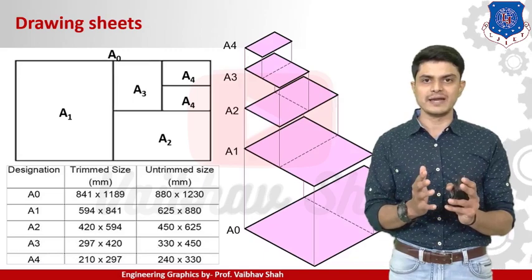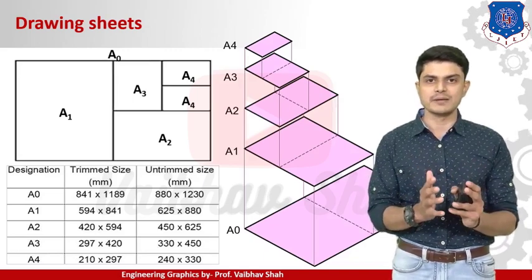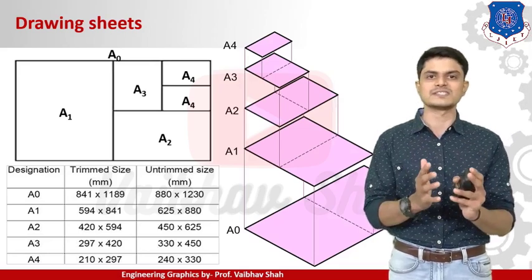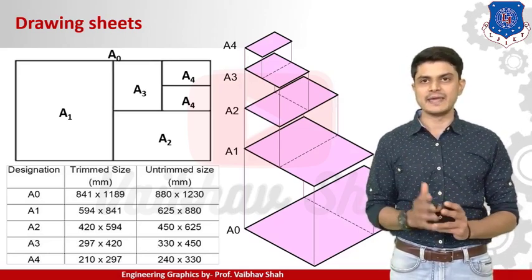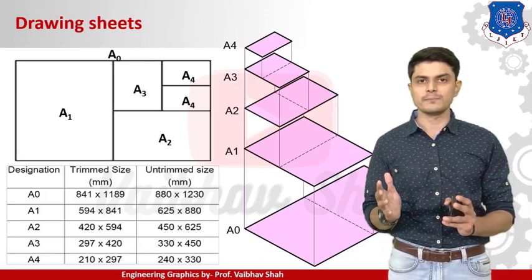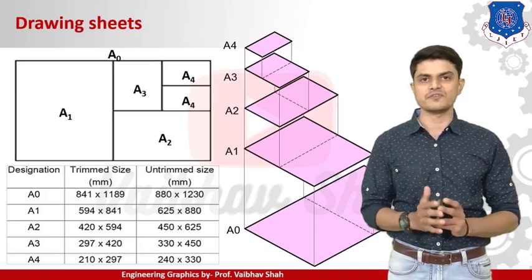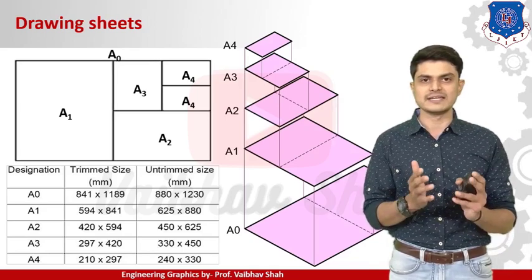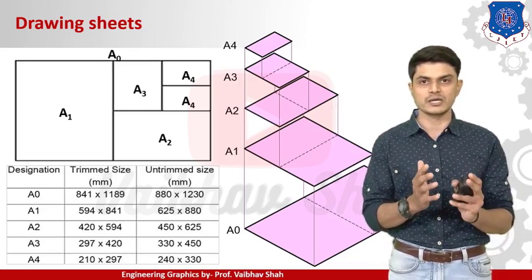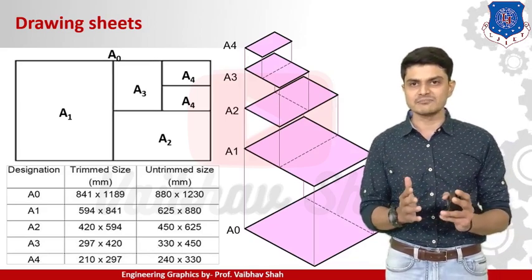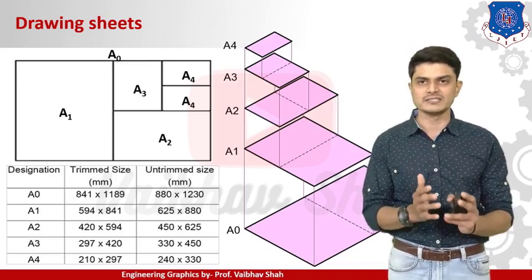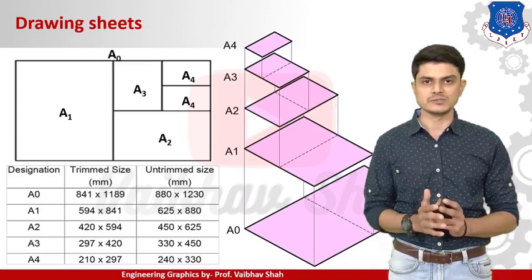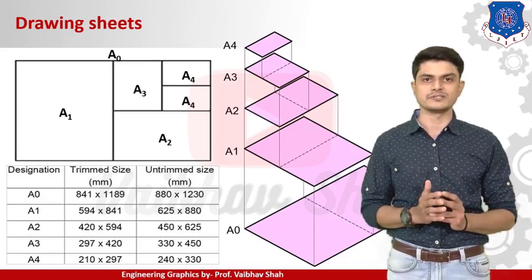I will be letting you know at the end of this lecture what we mean by mm, but just saying that there is one dimension, mm, which we are going to use to describe these sheet sizes. Second, A1: 594 by 841 is the dimension of A1. Then A2, 420 by 594 is the dimension of A2. Trim size we are talking about. A3, 297 by 420 is the dimension of A3, and finally A4, 210 by 297. So these are the various dimensions of your drawing sheet, right?